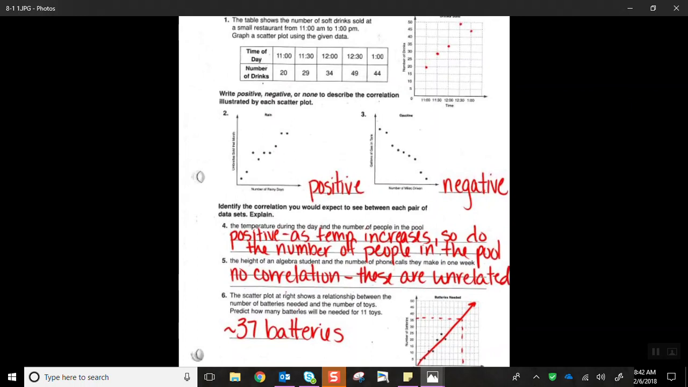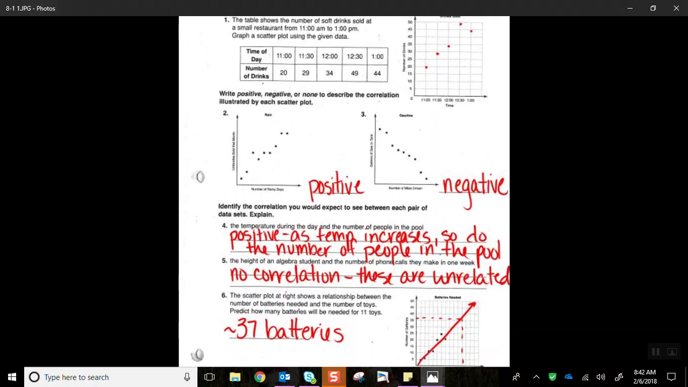4 and 5, you're asked to explain the correlation that you would identify here. So temperature during the day and the number of people in the pool. It's kind of like that beach example we did in class, but as the temperature rises, you would expect an increase in the number of people in the pool. 5, the height of an algebra student and the number of phone calls they make in a week. You would say no correlation. Those two things are basically unrelated.